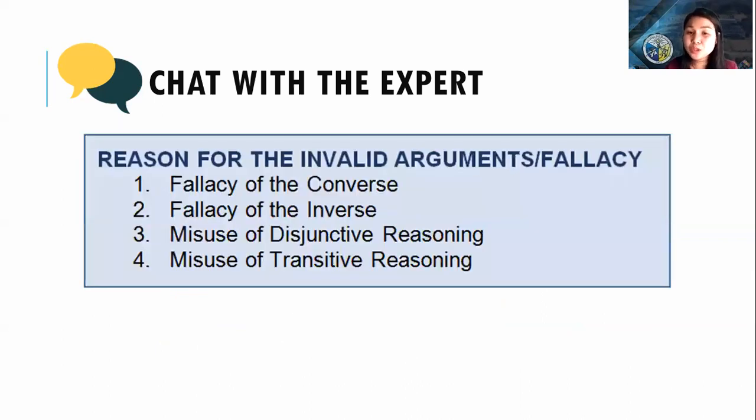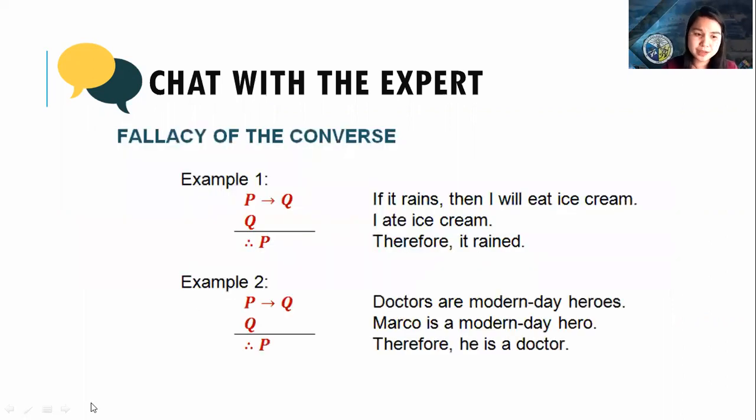Now, but there are also some fallacies, and they are closely connected to our valid arguments. What are the fallacies? It can be the fallacy of the converse. It means the converse of the statement is a fallacy. Next, it can be a fallacy of the inverse. The inverse of the statement is a fallacy. Next is misuse of disjunctive reasoning. And the last is misuse of transitive reasoning. Let's start with this one.